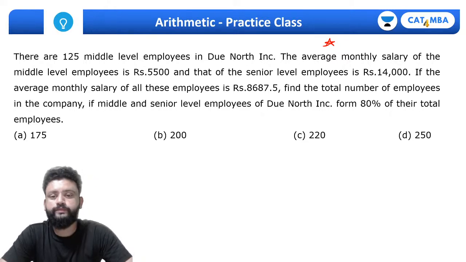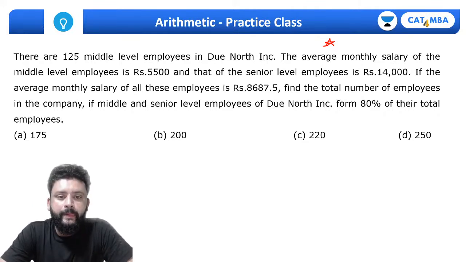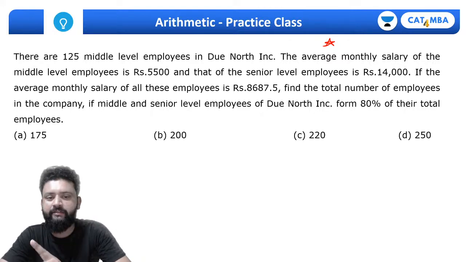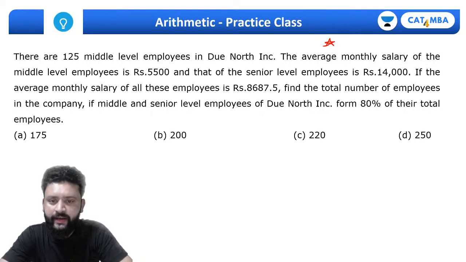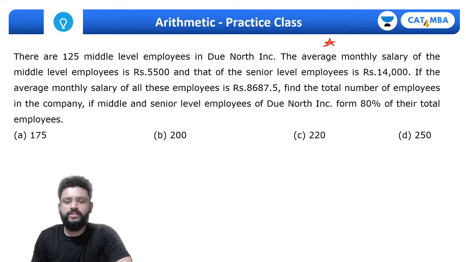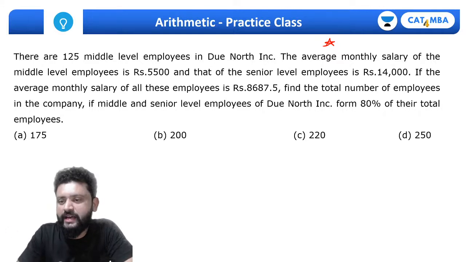Anyone? So I'm not going to directly solve it for you. I want you to try it. You should be able to interpret the question properly. So there are 125 middle level employees in a company, you can say. So the average monthly salary दिया है middle level employees का 5,500 and that of the senior level employees it is 14,000. So कुछ मिडल लेवल एम्प्लॉयज हैं, कुछ सीनियर लेवल एम्प्लॉयज हैं, उनका एवरेज सैलरी हमें दिया है. मिडल लेवल का एवरेज है 5,500, सीनियर लेवल का है 14,000.